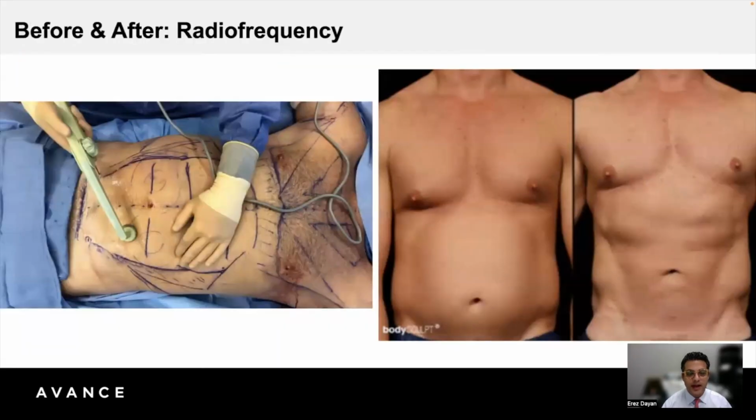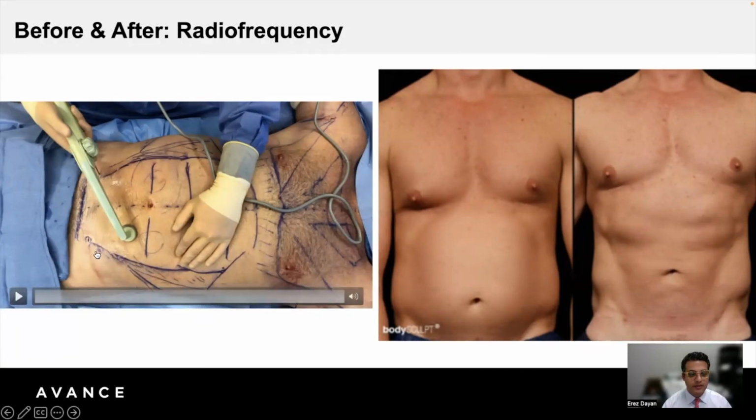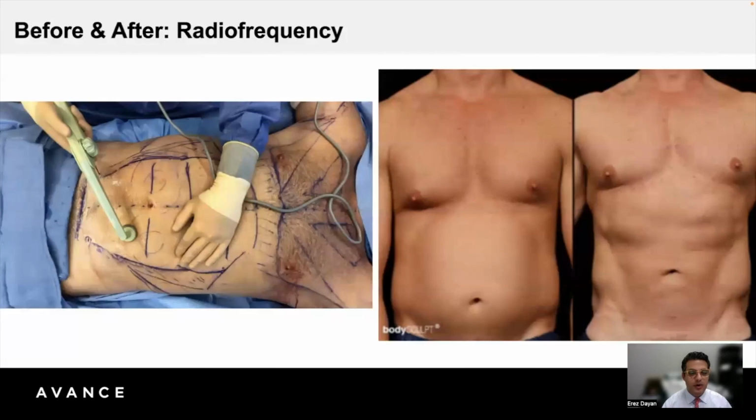We didn't really talk about high-definition body contouring in the Lipo 101 portion of the course, but just for completion, there is high-definition body contouring. This is a result from Body Sculpt in New York City, where essentially you're performing liposuction and causing intentional contour deformities or intentional over-sculpting to correlate to the borders of muscle groups.